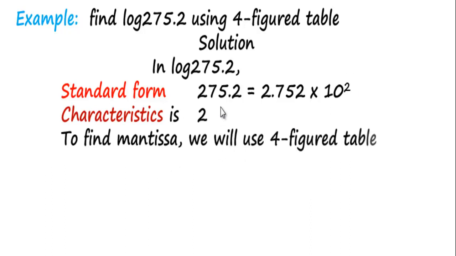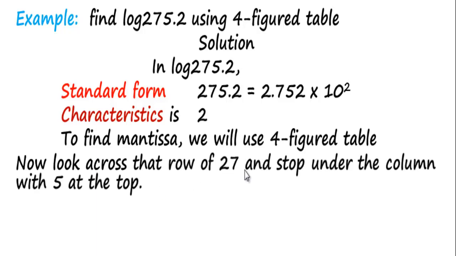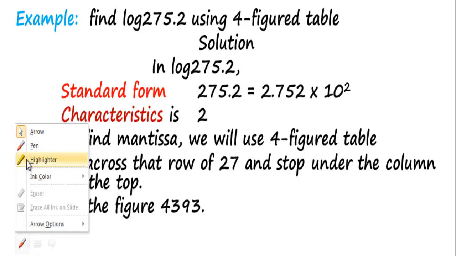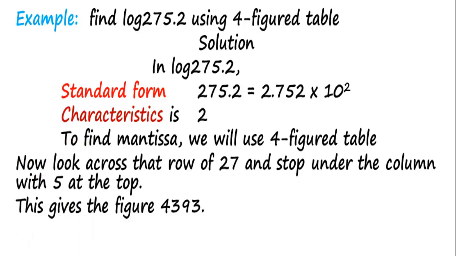Then to find the mantissa, we will use the 4-figure table. Look across the row of 27, then stop under the column of 5 at the top. Then this will give you 4393. This is what we are talking about. We have done it already. Just go to 27. In this place we have 27, 28, 29, straight to 99. So we just pick this one out of all the tables.